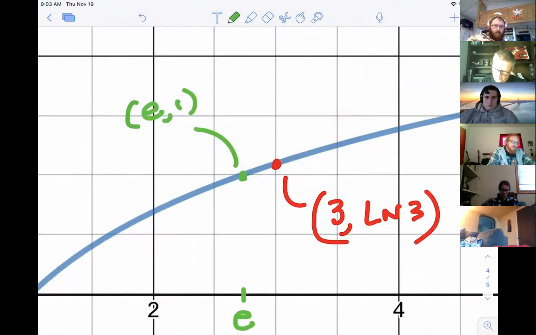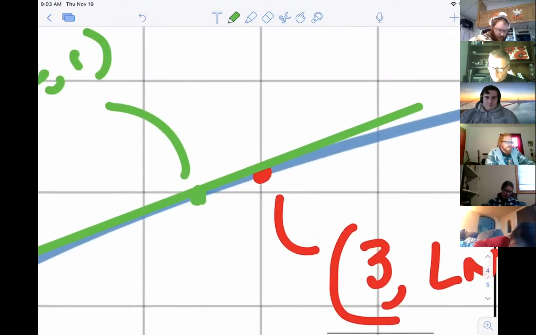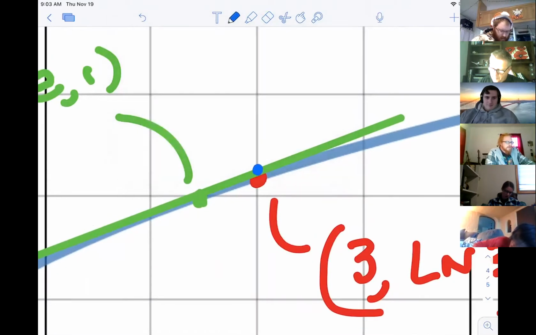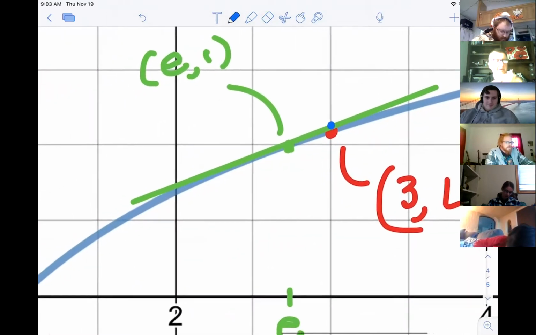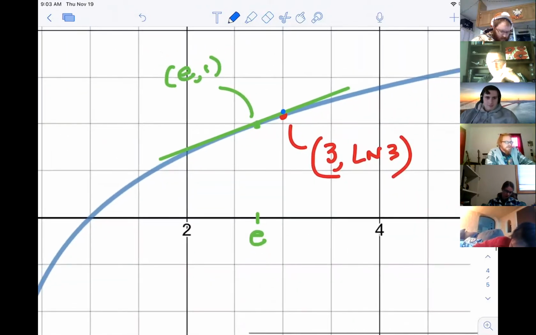Just for visual effect, again, I'm going to draw my tangent line. Let's see, am I happy with this tangent line? So yeah, that's going to be just barely above it. Again, this is also going to give me an overestimate. Every example I've done so far has been an overestimate. This is going to give me an excellent overestimate. I can tell that right now.